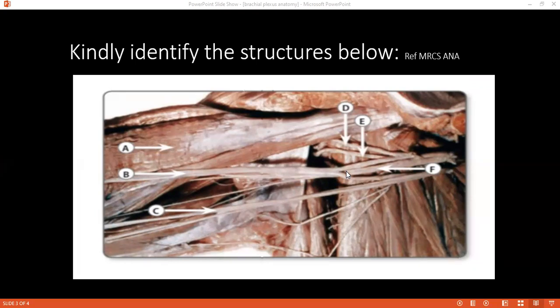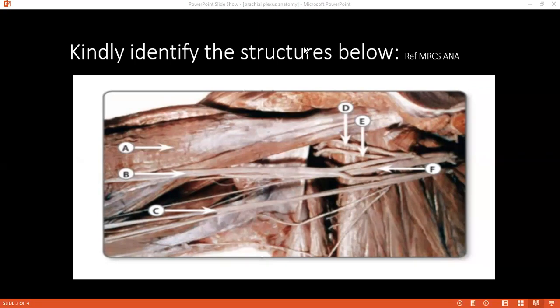In the axilla, usually the cords are related to the axillary artery. Yes. And therefore, what is exact terminal branches from the cords would be affected. Yes. Okay. So, what is exact surface marking of the brachial plexus in axilla?